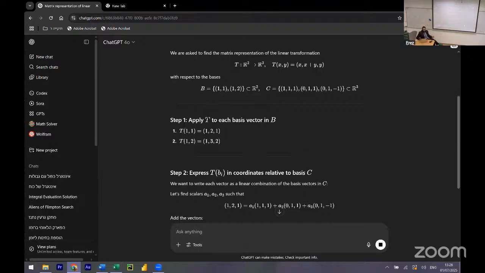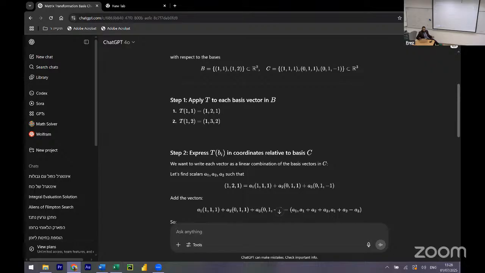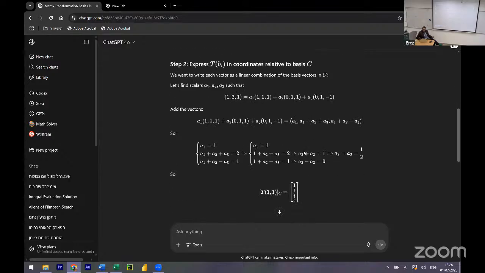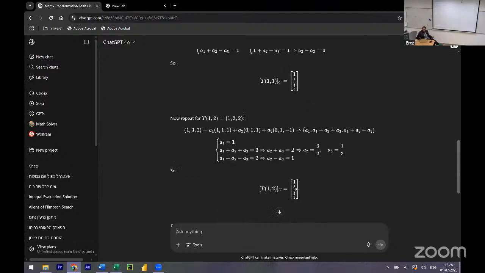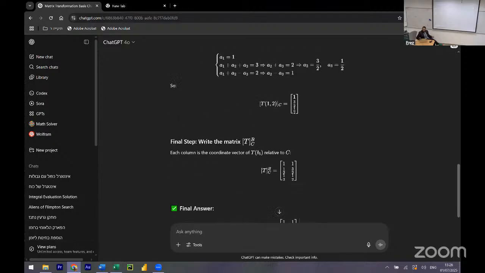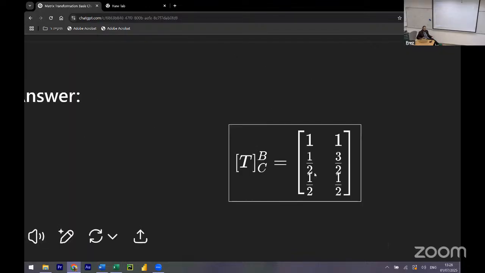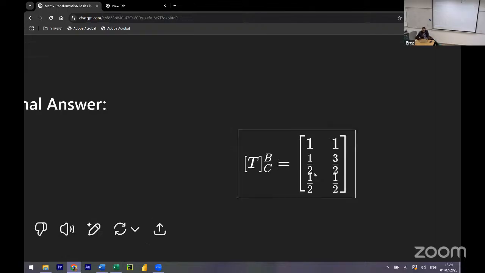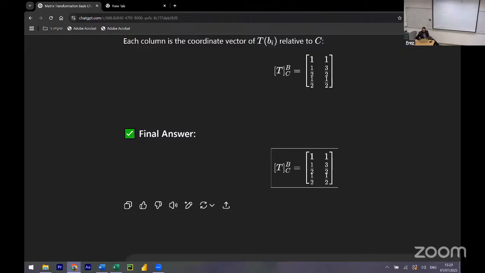Step 1, apply T to each basis vector in B. It listens to me. Step 2, express T of Vi in coordinates relative to the basis C. Exactly the steps I told you, and it got to the same number, by the way. Final step, write the matrix. Each column is the coordinates of T of Vi relative to C, exactly as I explained, and even exactly the same result we got together. Okay, that is impressive. And maybe it listens to me.